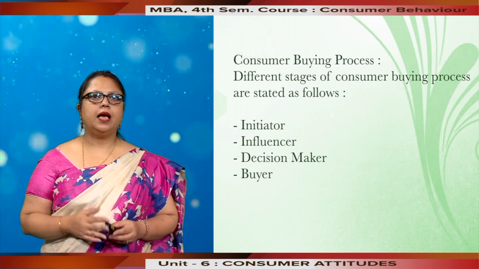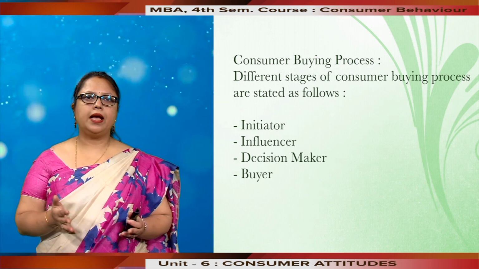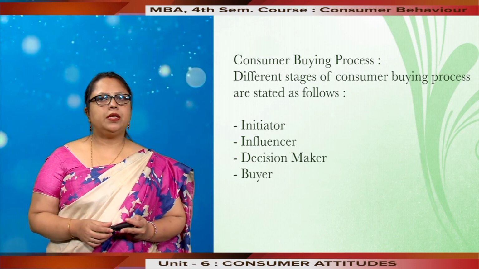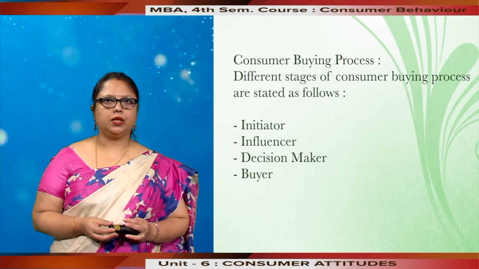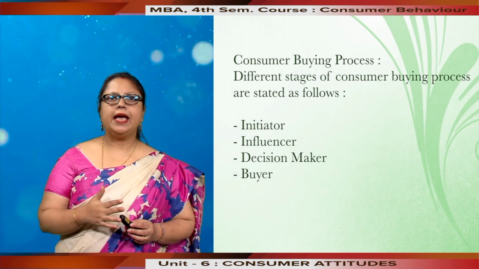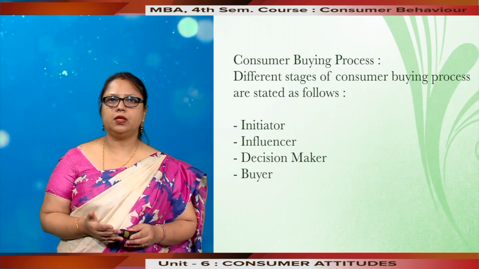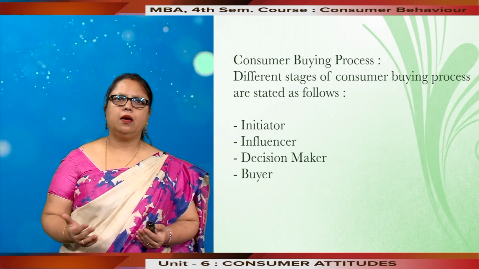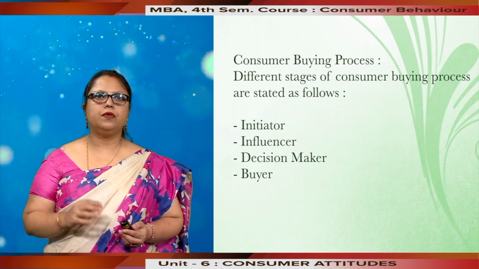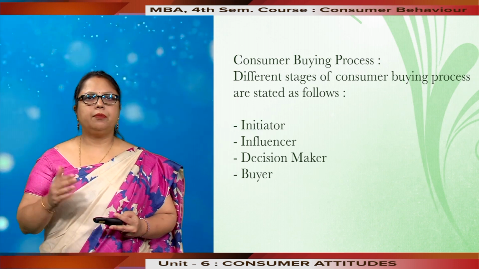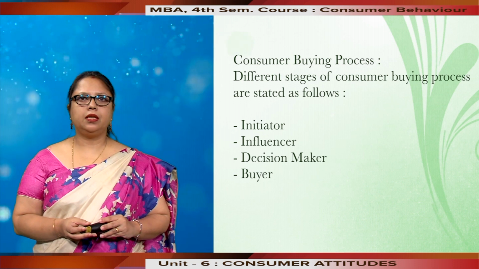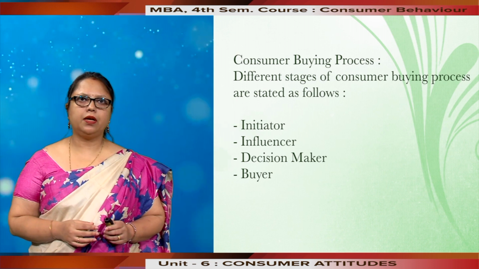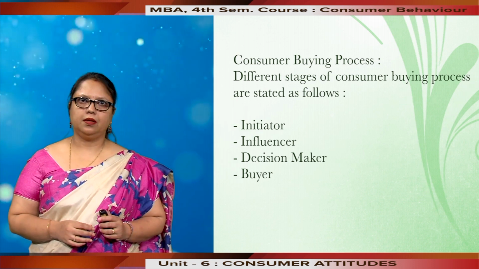Then the decision maker. Ultimately, whoever has the purchasing power, that means money, will take the major decision in buying the product. So before buying, he or she will analyze the product, its pros and cons. Then he or she may decide, okay, we will buy the product, or may not. And the buyer is the person who finally goes and purchases the product. So this is our consumer buying process.